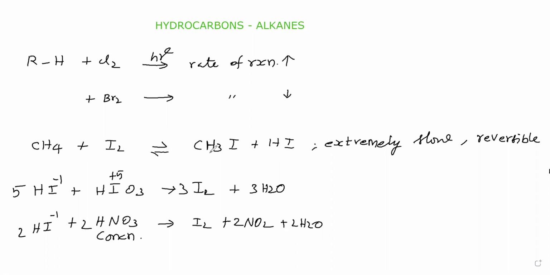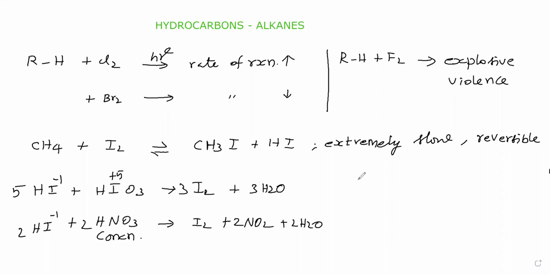Next, we will go for fluorination. For fluorination, we will take alkane, we will add fluorine. What happens means, this reaction is explosive violence, because fluorine has a very high oxidizing nature. Therefore, it is explosive violence, we can say.